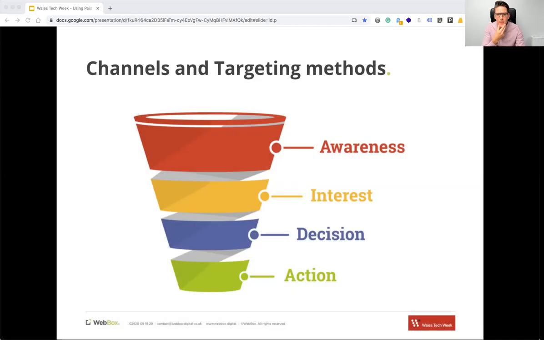So let's move on then to channels and targeting methods. If you just have a look at this funnel in front of you, this is the AIDA model. And throughout the rest of the session, I'm going to look at different channels and targeting methods and relate them back to this funnel and where they're best to be used.